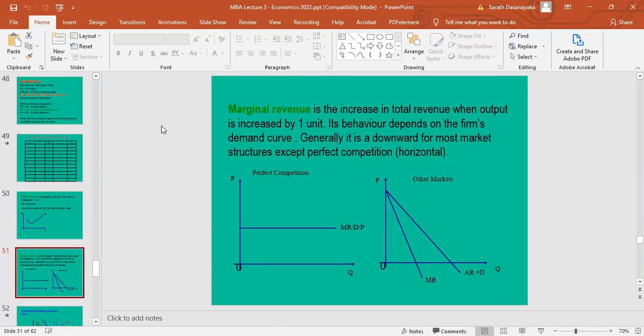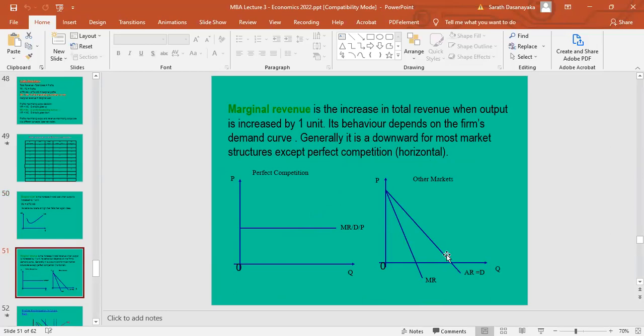Marginal revenue, you can see, is the increase in total revenue when output is increased by 1 unit. Its behavior depends on the firm's demand curve. Generally, it is downward sloping for most market structures except for perfect competition. Then you can see in perfect competition the marginal revenue and demand curve, the price, is a horizontal one, because with millions of buyers and millions of sellers, no one has an impact on the price. But the other three market structures are different.